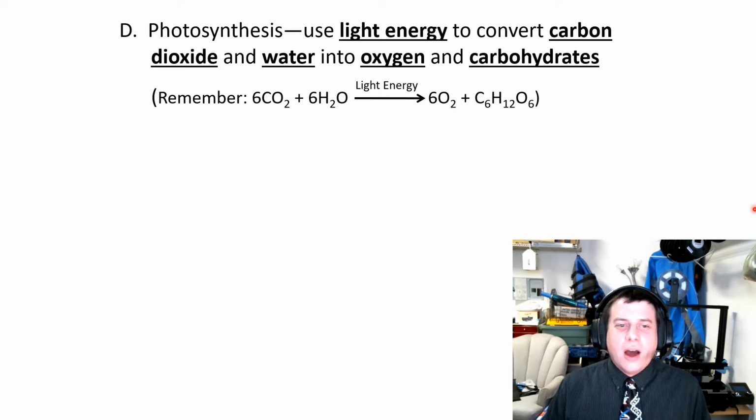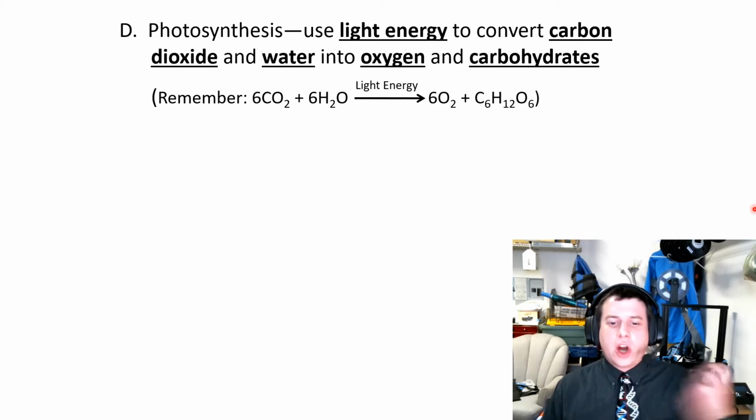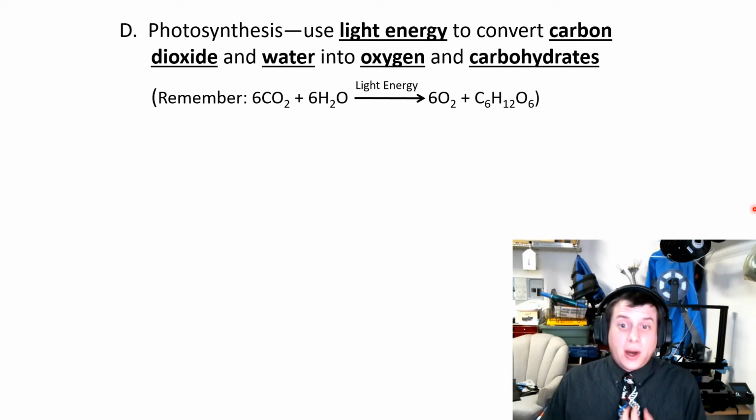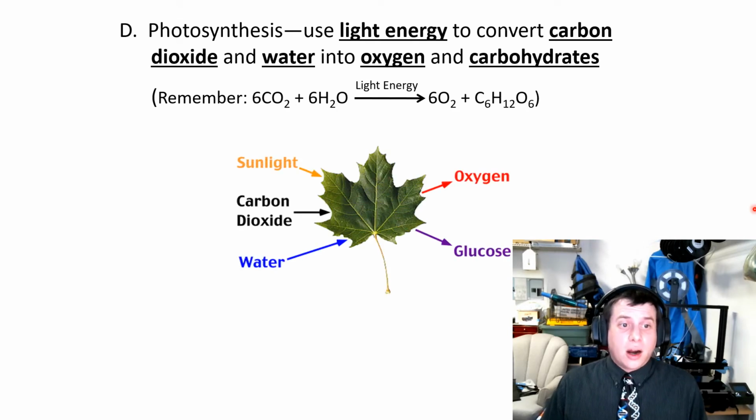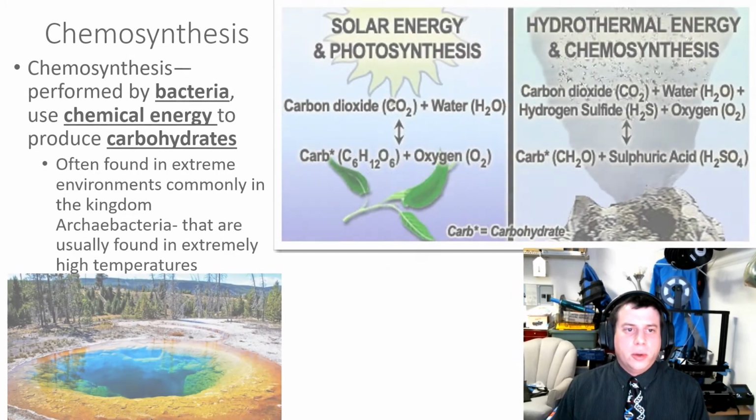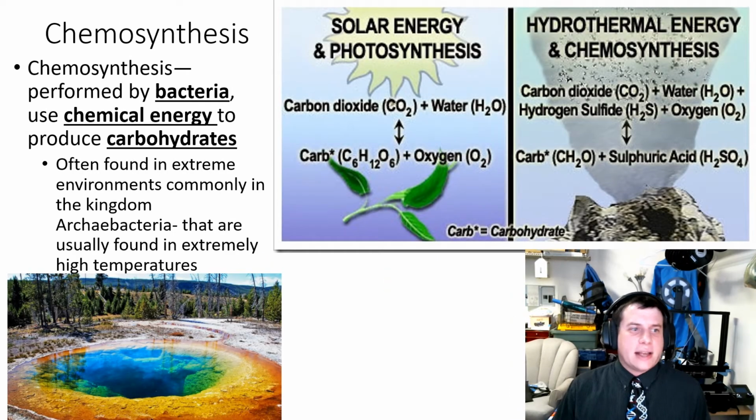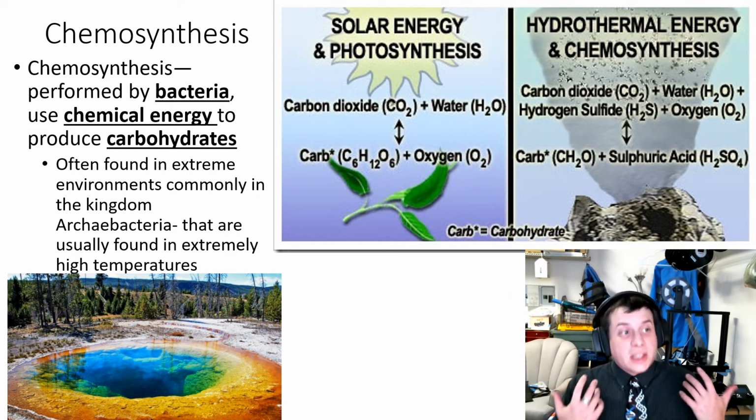All right, so that produces energy. That's carbohydrates. We can eat carbohydrates, we can eat glucose. All right, that's food for us too, but it's also food for the plants. So you have sunlight, carbon dioxide, and water coming in. You have oxygen and glucose as your outputs. Fantastic. But you also have chemosynthesis.